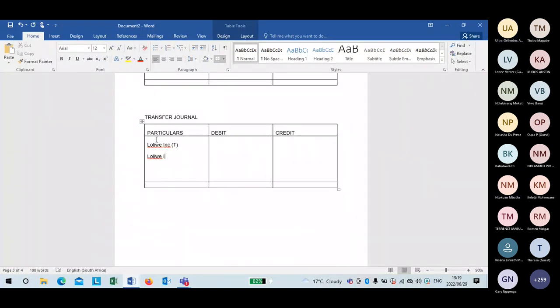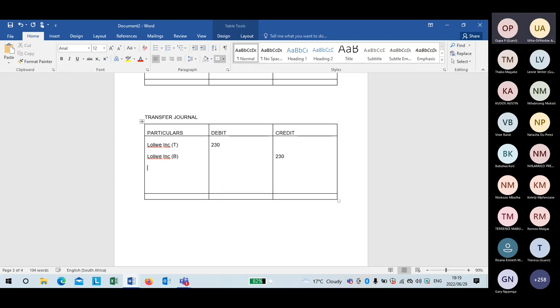Lollyware Inc. in business. So we debit Lollyware Inc. in trust with how much? 230. And we credit Lollyware Inc. in business with how much? 230. Narration: transfer of fees, allowance.